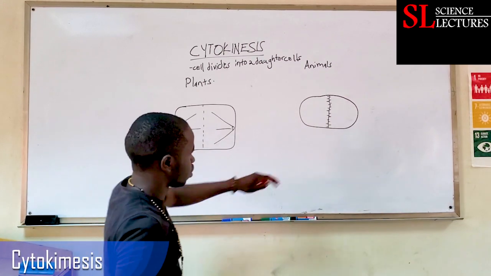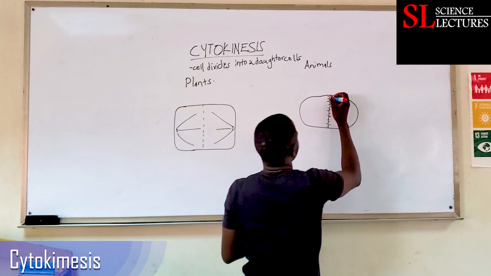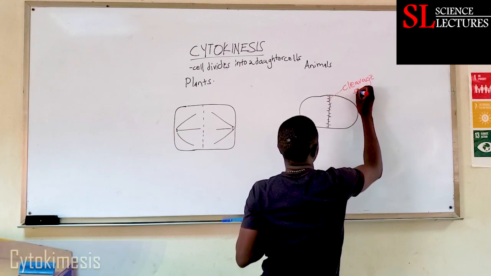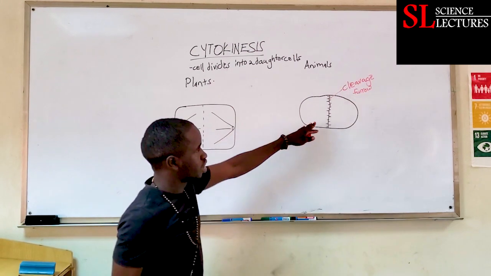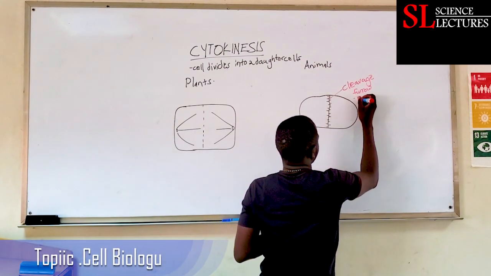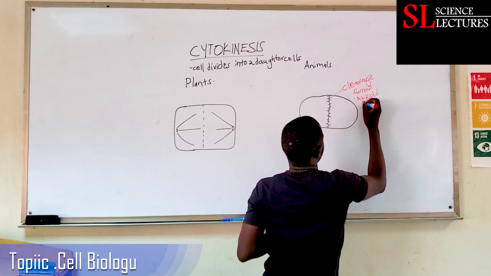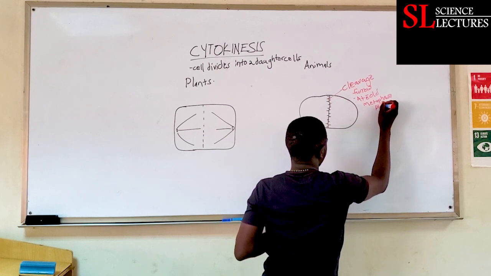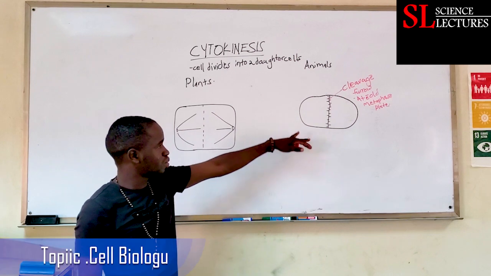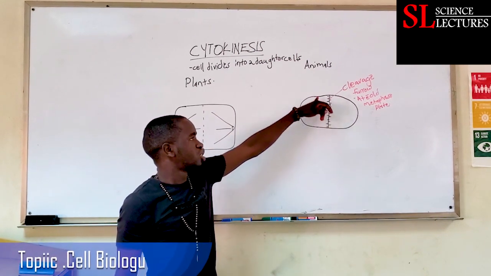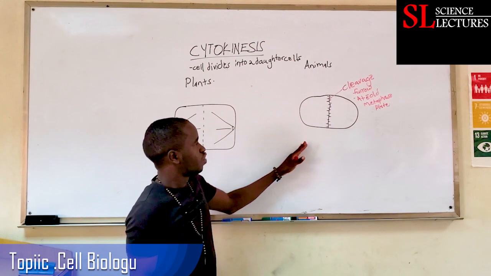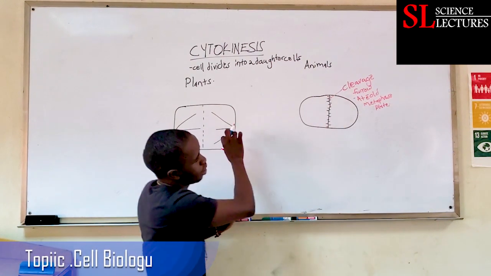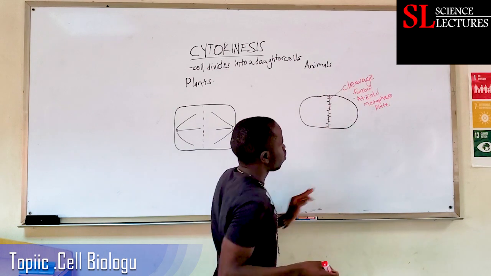So in animals, we ended our telophase by saying that there is formation of what we call a cleavage furrow, at the old metaphase plate. We say during metaphase, the chromosomes align themselves at the metaphase plate. So that metaphase plate is where our cleavage furrow forms, because it is in between the cell. Some chromatids will move this side and some chromatids will move this side. So in between is where we form a cleavage furrow.